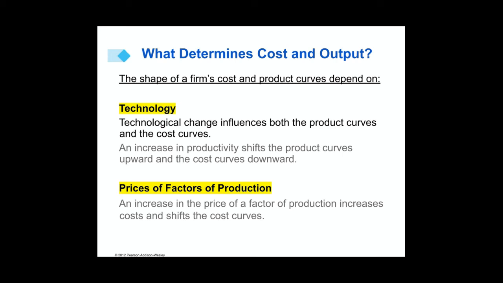And these are the factors that determine the shape of their cost curves and their product curves. And this is one of the reasons why firms will invest in new technologies as a way of increasing their output and decreasing their costs. And they manage very closely their factors of production as a way of making sure their costs do not increase unnecessarily.